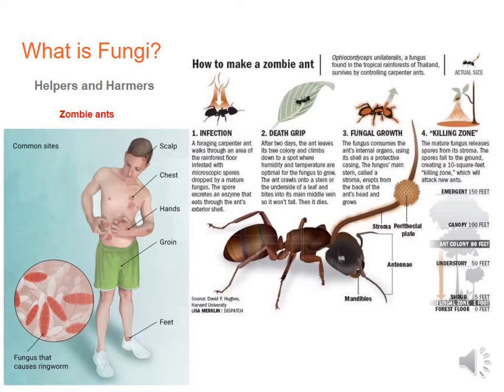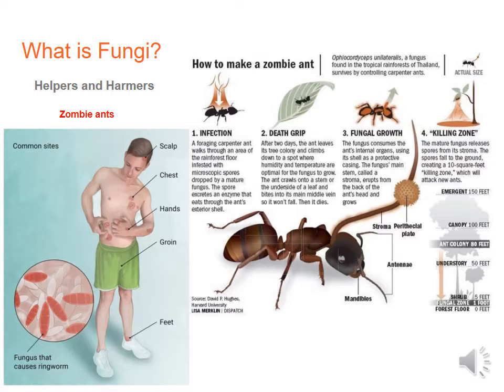Then the ant will crawl onto a stem or the underside of a leaf, and it bites into it so it won't fall. Its mandibles clamp around that so it won't fall, and then it dies. While it's there, you have the fungus growing. It uses the internal organs of the ant for food, and the shell for protection.